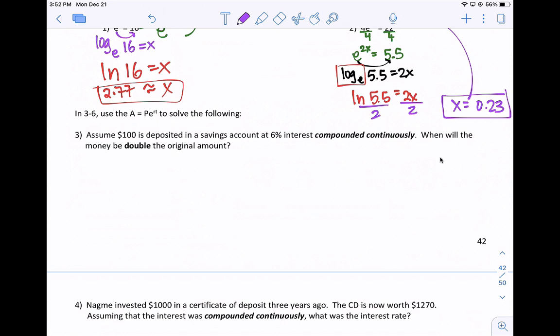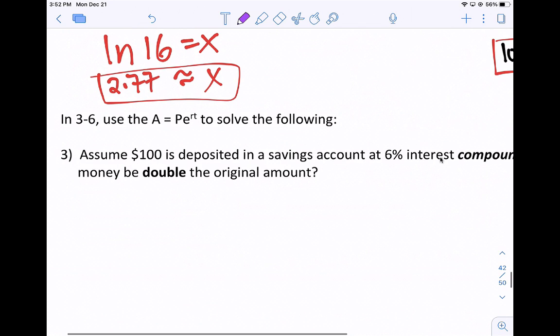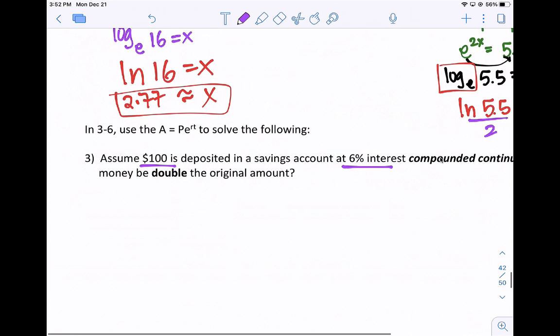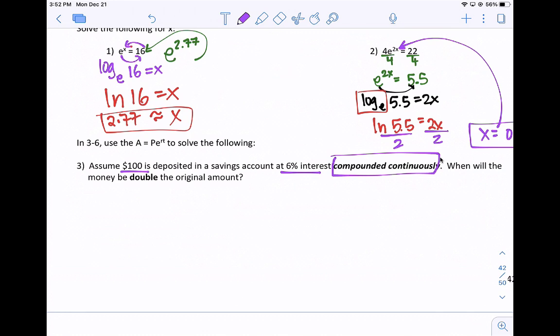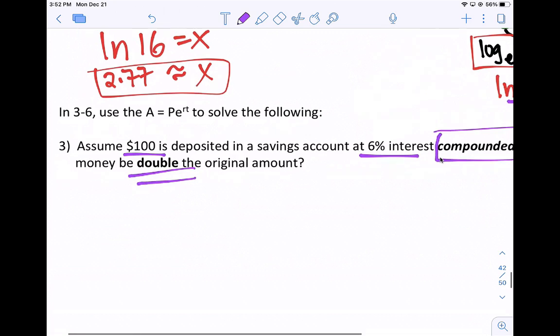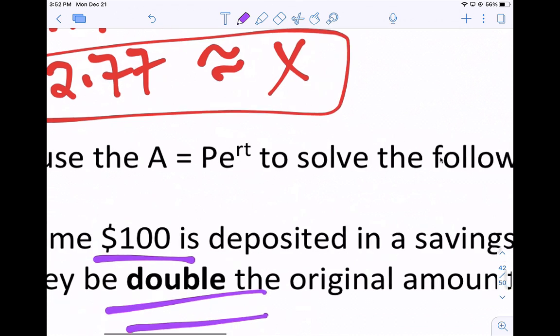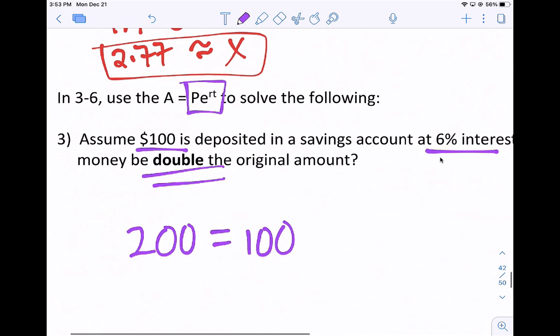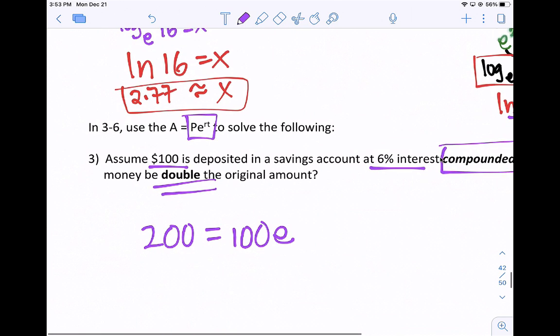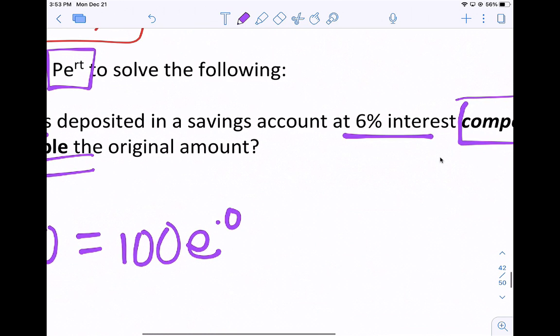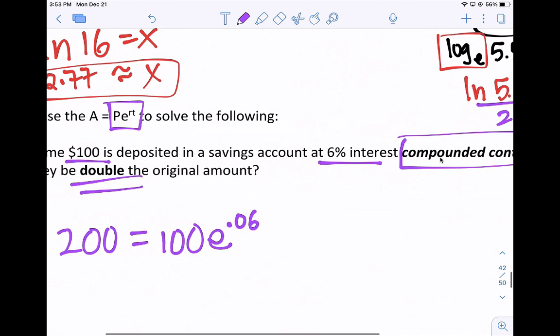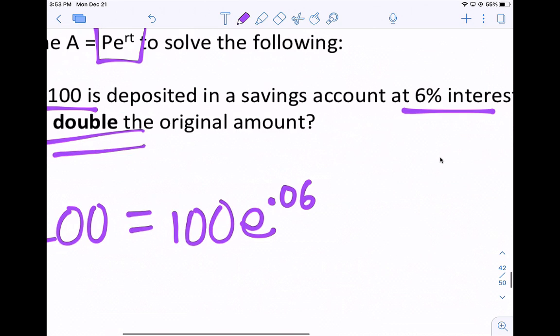It says assume $100 is deposited into a savings account at 6% interest, compounded continuously. So again, whenever you see compounded continuously, you're going to use Pert. When will the money be double the original amount? Okay, so we want the amount to be 200. P equals 100. And it's A equals Pe^(rt). So we put the e here. The rate is 6% as a decimal. We don't add or subtract 1, so 0.06. And then we need time here. So here we're solving for t.